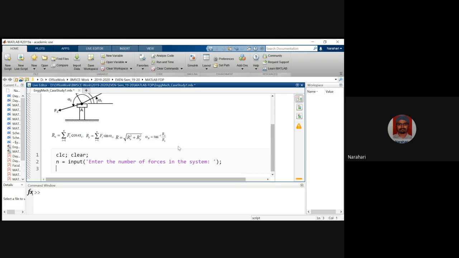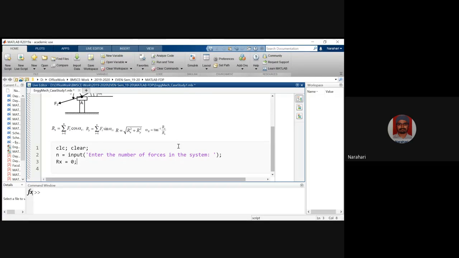Then for this, let me not use this sum. I'll say Rx equals 0. I'll initialize this Rx, that is the resultant along x direction, to 0. So let me just give some comment here. X-axis. Ry equals 0. I'll copy paste this again. Commenting, you people maybe can avoid right now.